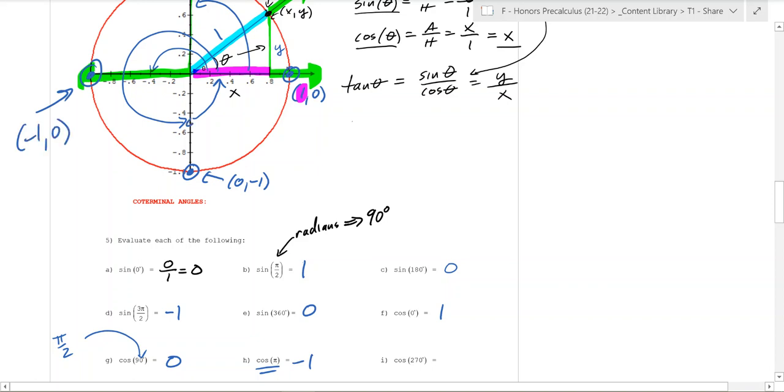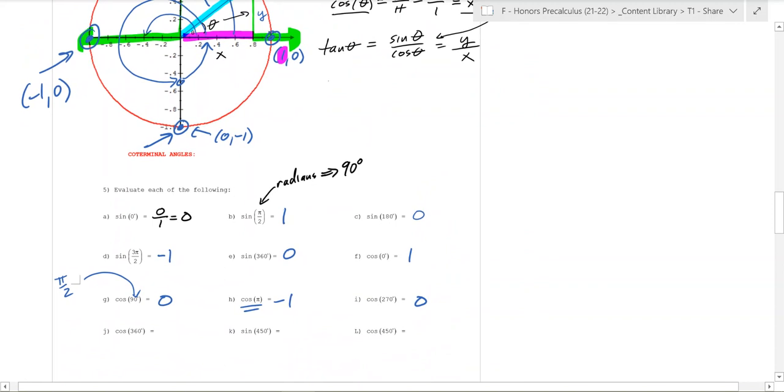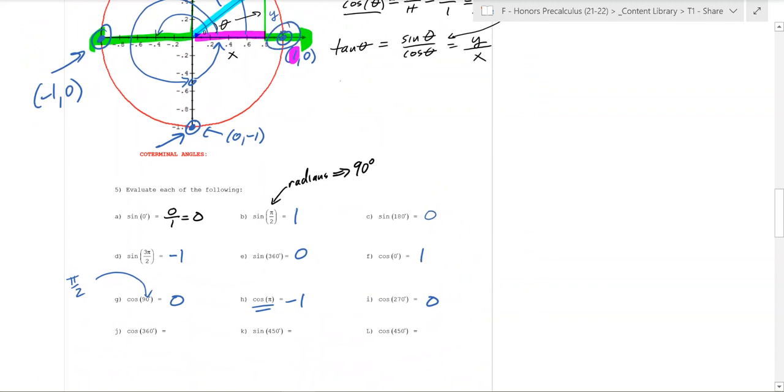And then at 270 degrees, you're right here. What's the x value there? It is 0. And then we do a few more. Cosine of 360, you're back to where you started. So you're back at this point. That point is going to be 1.